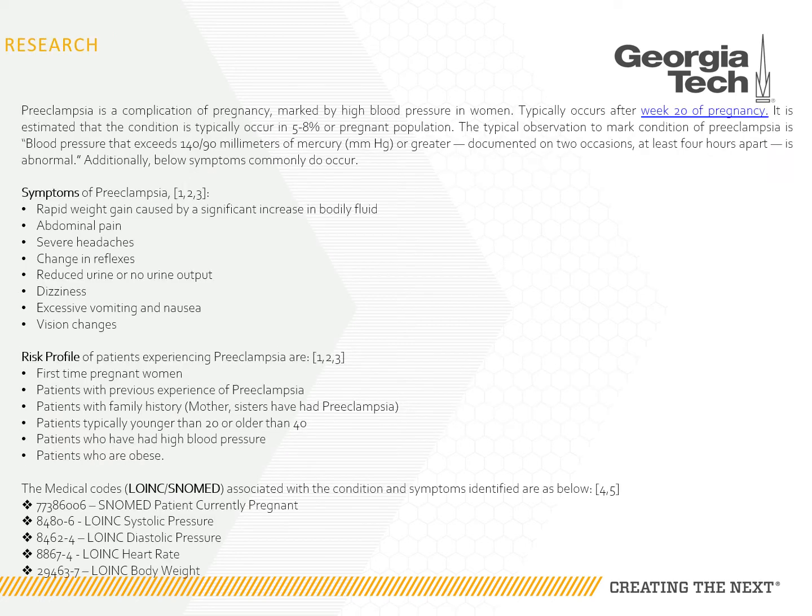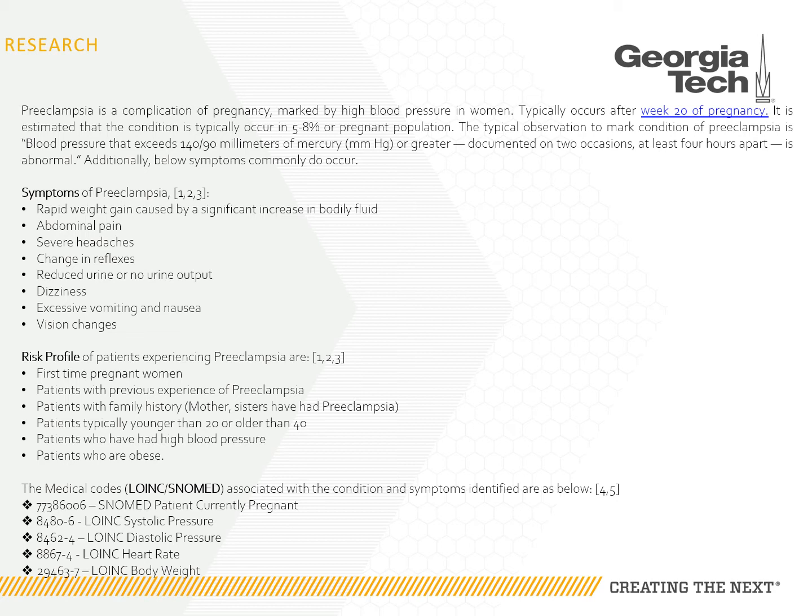This slide talks about the research that we did for preeclampsia. The defining characteristic of preeclampsia is, after the 20-week period inside the pregnancy, a high blood pressure reading of 140/90 at least 4 hours apart. And furthering our research, we collected the symptoms, the risk profiles, and the observation codes.